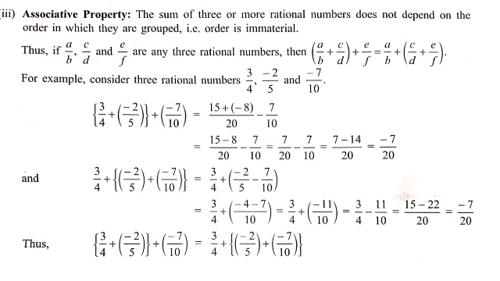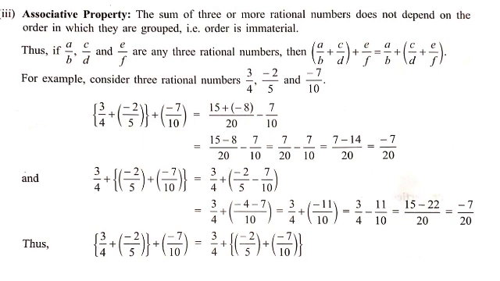Here 3 by 4 plus minus 2 by 5 is inside a bracket, so we should do this first, as the BODMAS rule starts with brackets. Now I am going to take the LCM for 3 by 4 and minus 2 by 5, that is, for 4 and 5, which comes to 20.